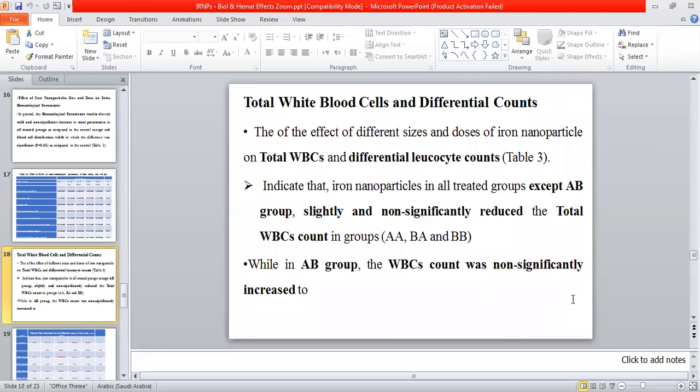White blood cell and differential count. With respect to the effect of nanoparticles on white blood cell and differential count, as indicated in the table, we can see that iron nanoparticles in all treated groups except the AB group slightly and non-significantly reduced the total white blood cell count. This means they were reduced in the AA, BA, and BB groups. In the other group, the AB group, which is 25/10, the white blood cell count was non-significantly increased.